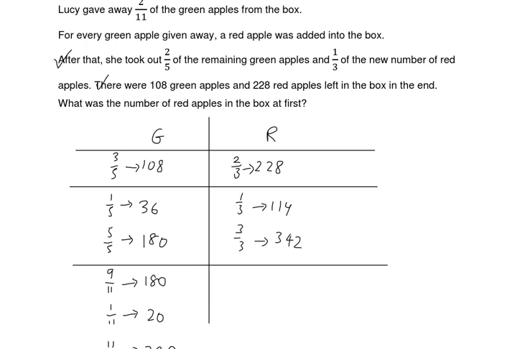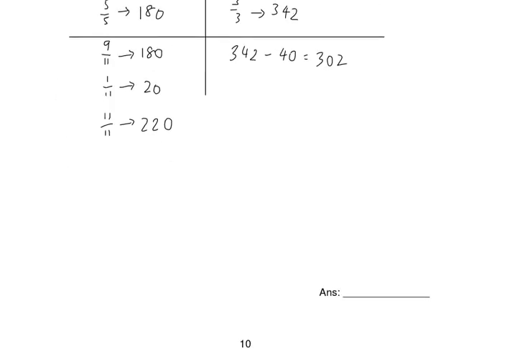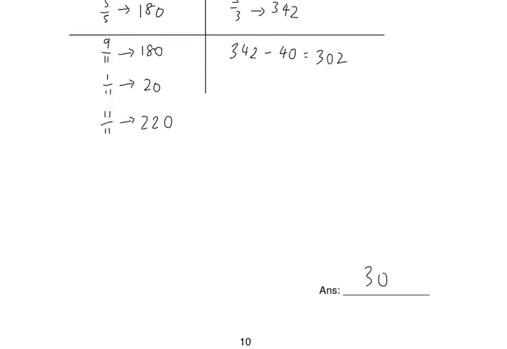So 342, subtract or add back? Subtract, yes. Do you all understand why it is subtract? Because for every green apple given away, a red apple was added into the box, I need to remove the red apples that were added. So I need to subtract. The final answer is 302. Okay, we'll stop here for today and continue with this tomorrow.